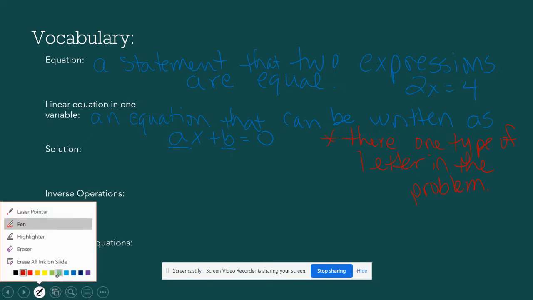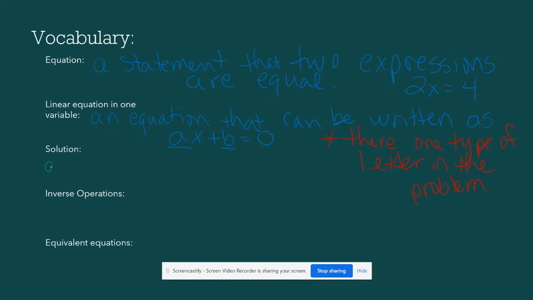A solution is a value that makes the equation true. So in our 2x equals 4, the solution to that would be x is equal to 2. 2 times 2 is equal to 4. Yep, that's true.